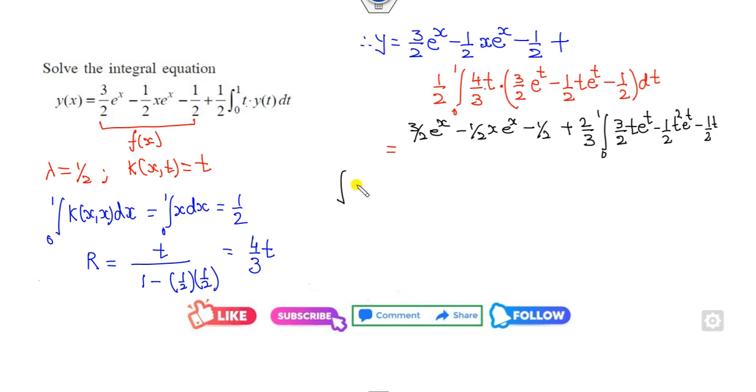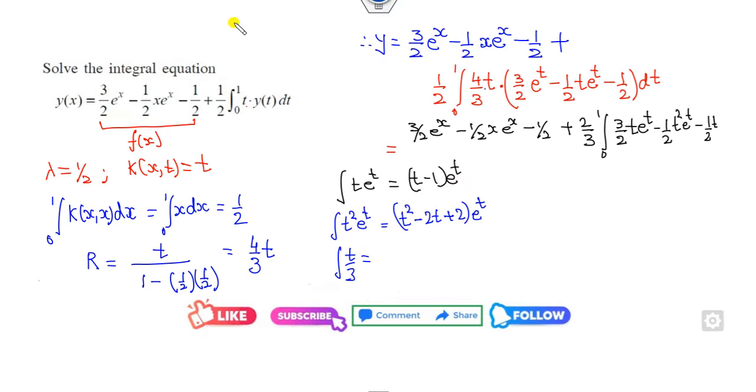So let me first calculate this integration. What is the integration of t minus 1 e raised to power t? What is the integration of t square e raised to power t? So that means first function, then second derivative, then here. Fine. Or you can do it by parts also, but I know how you can integrate it simply. The third part is the integration of t by 2, or I can simply take the integration of t, that is t square over 2. Now I can take the limit as 0 to 1.